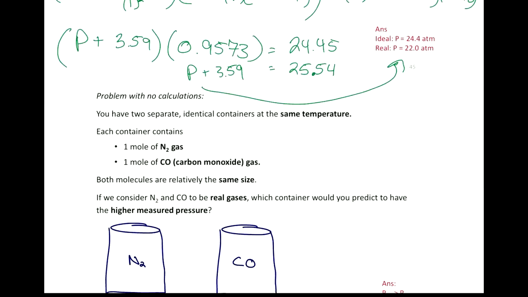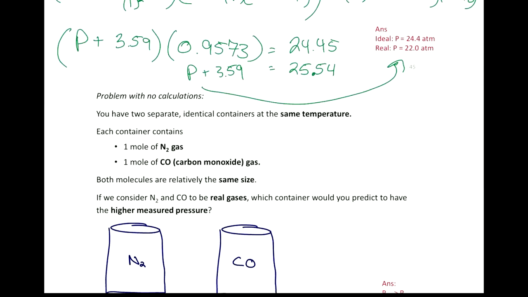What do we think? How about you whisper it to someone? If we consider attractions, just break it down. What's the difference between nitrogen gas and CO? One is polar, one is non-polar. So which one's going to exhibit more attractions to one another? CO. CO is going to be more attracted.